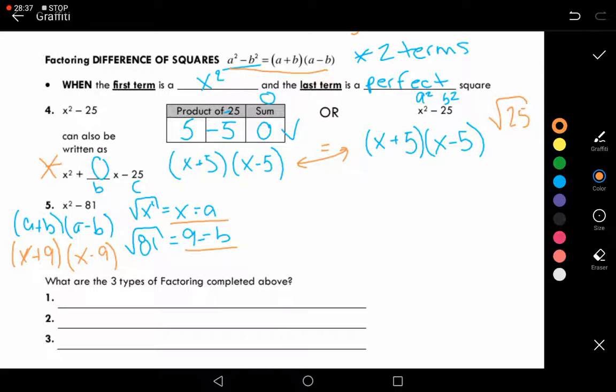In this note, just as a quick summary, it's saying what are the three types of factoring completed above. We talked about factoring trinomials. We talked about factoring perfect square trinomials. And lastly, we talked about factoring those difference of squares. And the difference of squares is the one with two terms.